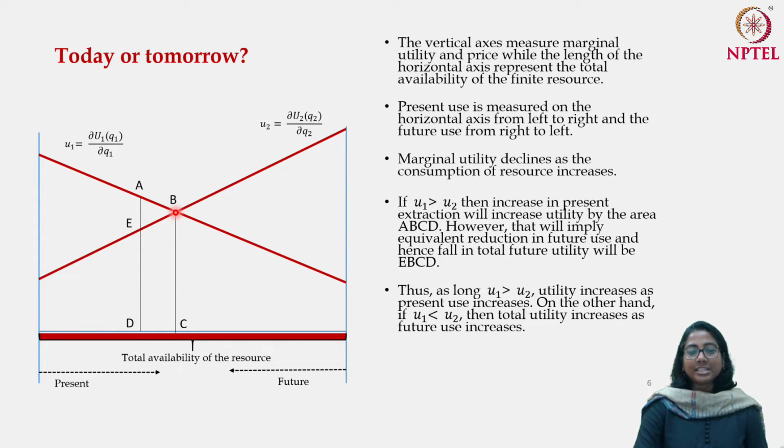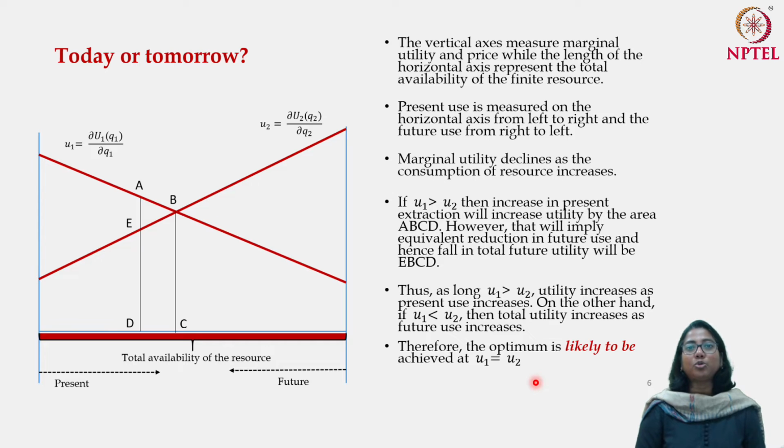So if B is the point, then from the left to C is your present consumption, and from right to C will be your future consumption. However, this is more or less the guiding principle, but this is exactly not what happens, and therefore I have said that the optimum is likely to be achieved at U1 equal to U2. But in a moment we'll see we need to do a little modification in order to come to the optimum allocation of this resource over 2 periods of time.